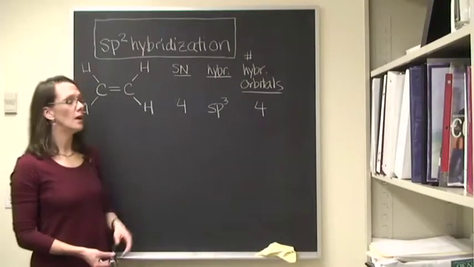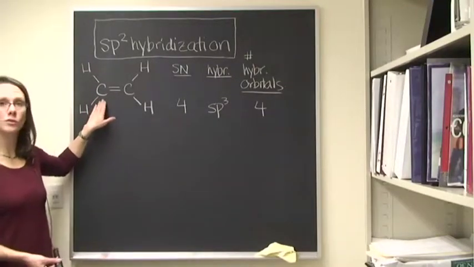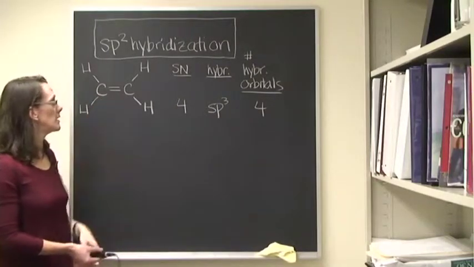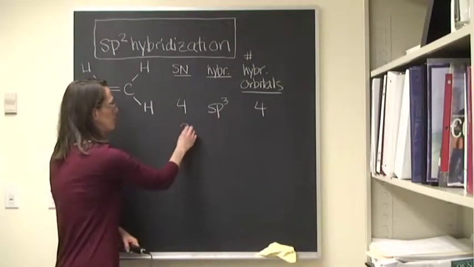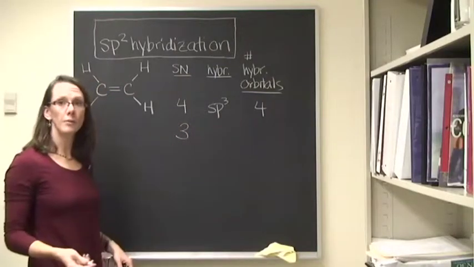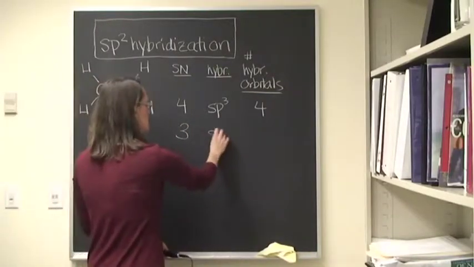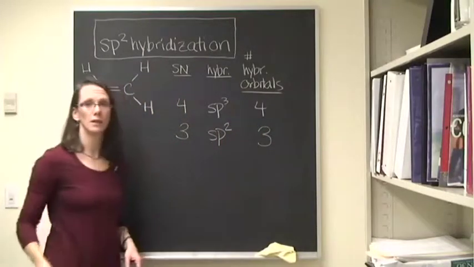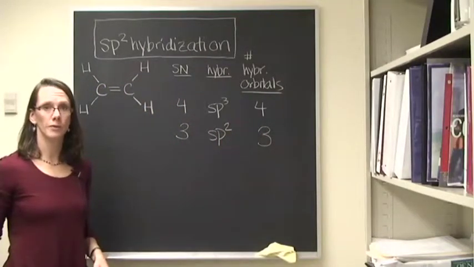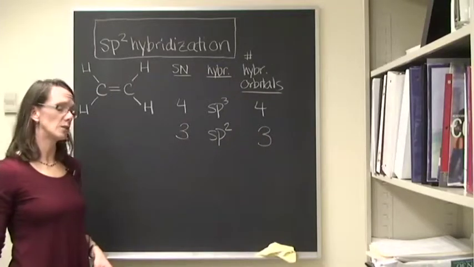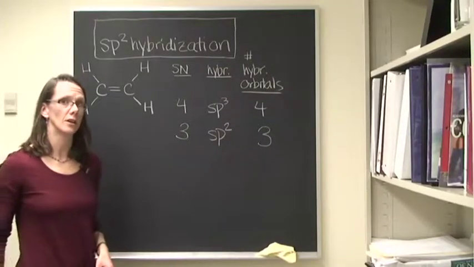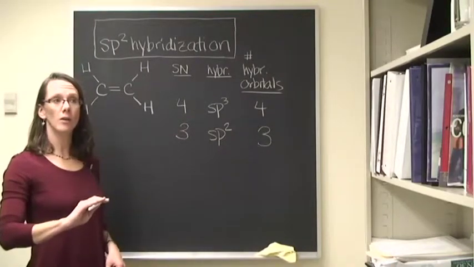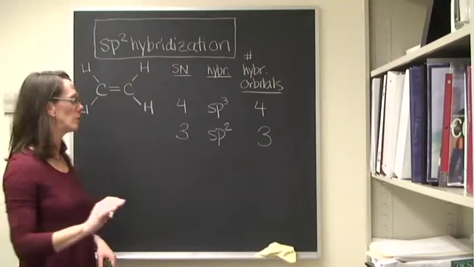sp2 hybridization is for something like a carbon atom in this molecule. This carbon atom has a steric number of 3. Actually, they both do. The hybridization type is sp2, and there will be 3 hybrid orbitals formed. And if you're in a guessing mood, you can figure out what happens at steric number 2, but we'll cover that later. All right, so I want to just talk about the orbitals for a second that are formed.